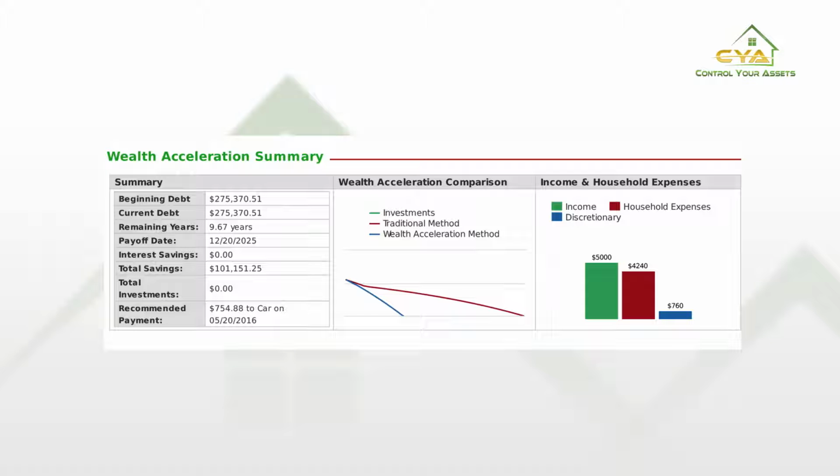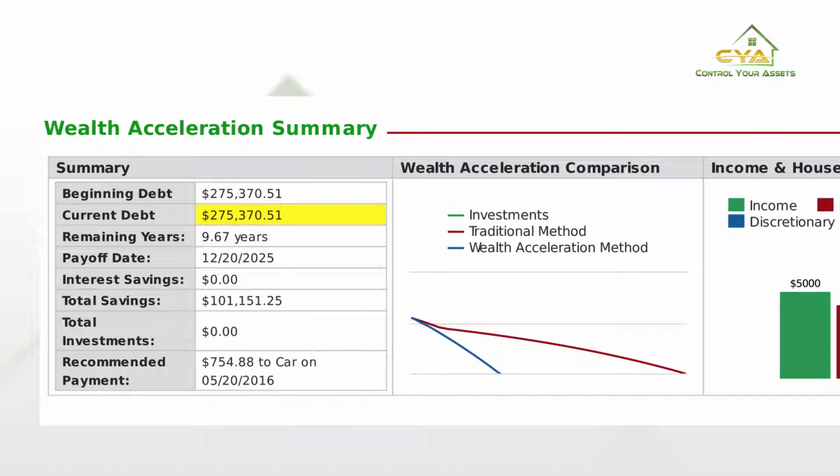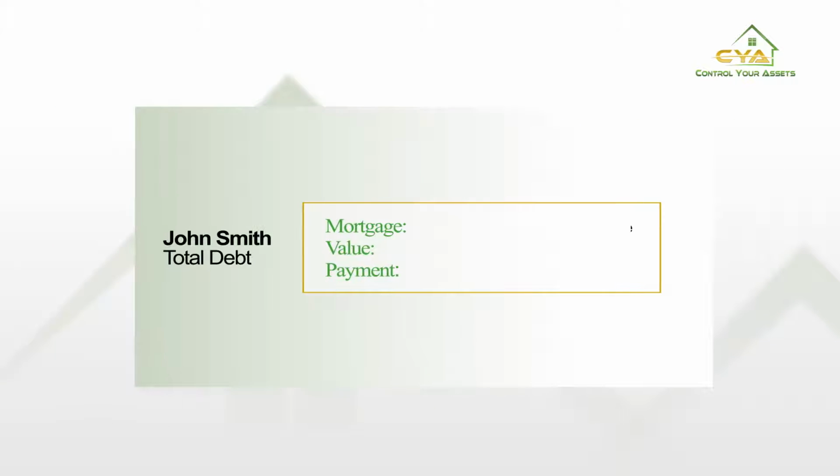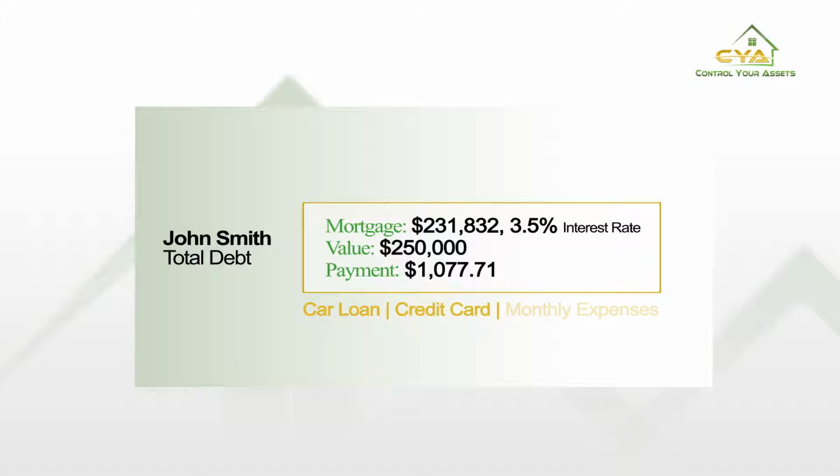John's total beginning debt is $275,370.51 at the beginning of his first CYA cycle. His total debt includes a mortgage of $231,832 at a 3.5% interest rate for a home purchase price of $250,000. His monthly mortgage payment is $1,077.71. Also included in his total debt is a car loan, credit cards, and monthly expenses.